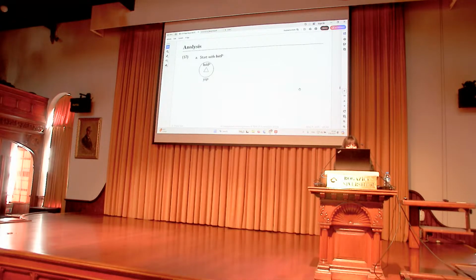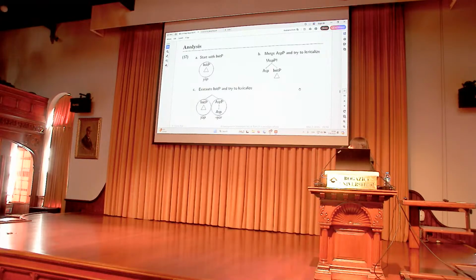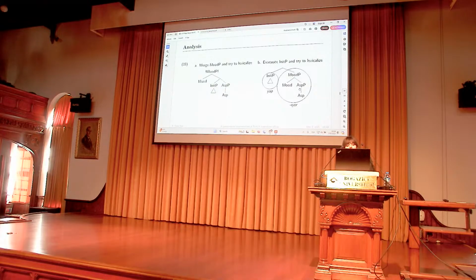So what we do, according to the lexicalization algorithm, is merge aspect and try to lexicalize. This obviously fails. There's no entry that looks like this in the lexicon. So we move on to the next step, which is to evacuate yap and try to lexicalize. Now this is able to be lexicalized, seeing as yor ends in aspect. So due to the superset principle, this is able to be lexicalized as yapıyor. So this is successful. And we move on to our next cycle, next feature, which is mood.